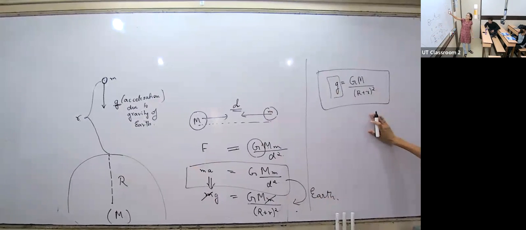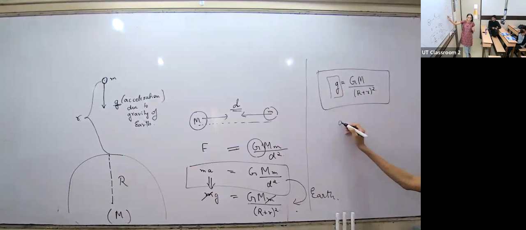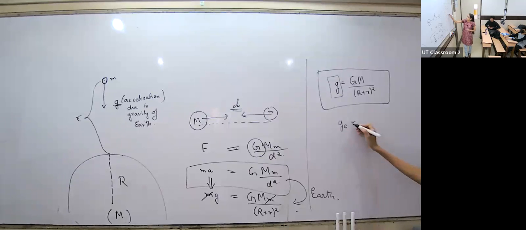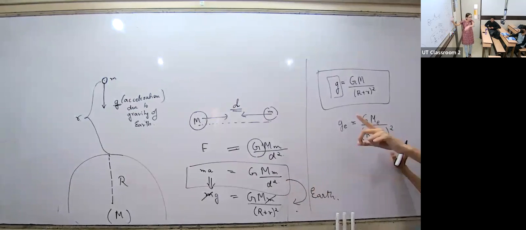If I take this g as the acceleration due to gravity of Earth, let's call that g with subscript E for Earth. The acceleration due to gravity on Earth is equal to G times the mass of Earth upon R, which is the radius of Earth, plus r. This r is kind of misleading, but we have got it from here. You might get confused, so always remember that r is the distance from the surface.